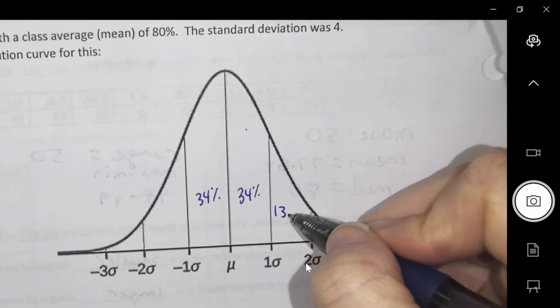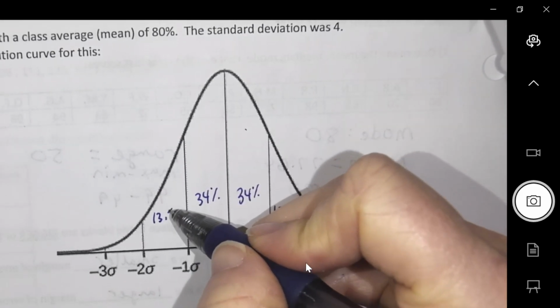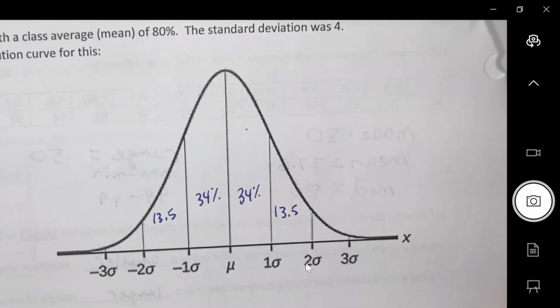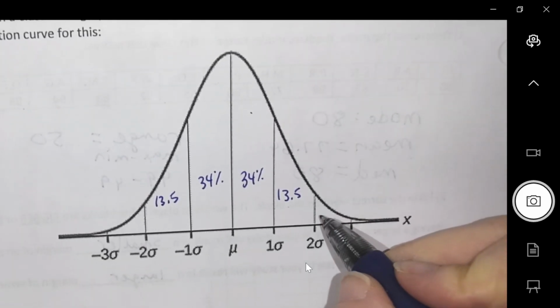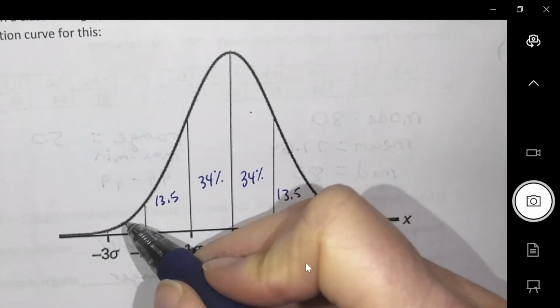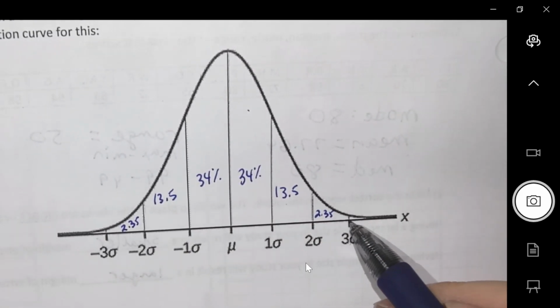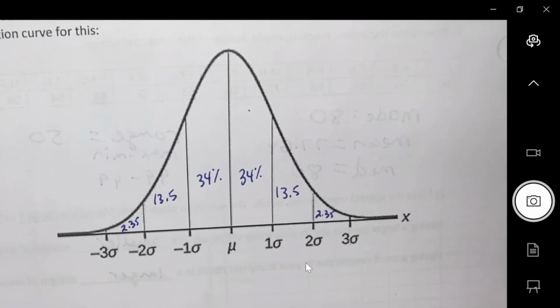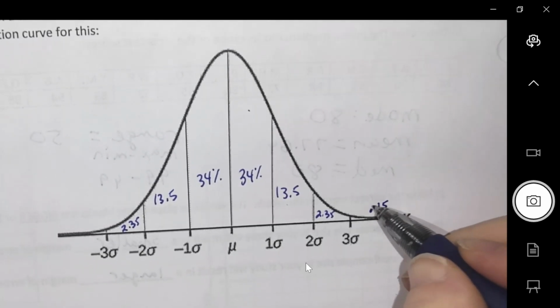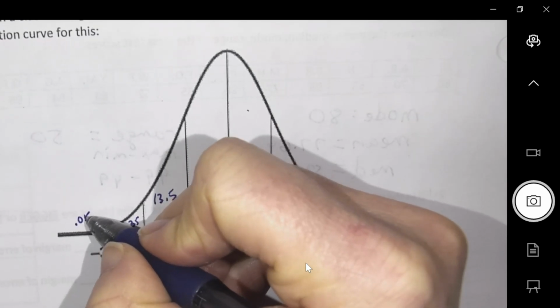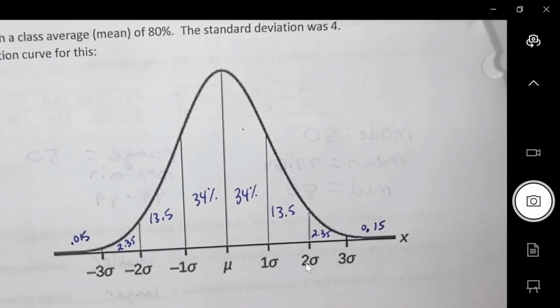So what is in the next one? Is it a 13.5? What's in the third section on yours? 2.35? What's past 3? 0.15. Okay, so that would be on your cheat sheet, so make sure you have that because you're going to need it for a whole question.